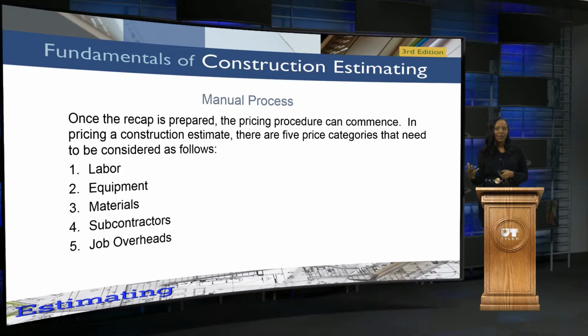Now, as far as the manual process, once the recap is prepared, then you get into the pricing procedure at that point. In pricing a construction estimate, there are really five price categories that you will typically see, whether it's in Excel or in computer software that does estimating, whatever the case may be. These are the main five areas that you're going to see: labor, equipment, materials, your subcontractors, and the job overheads, okay?